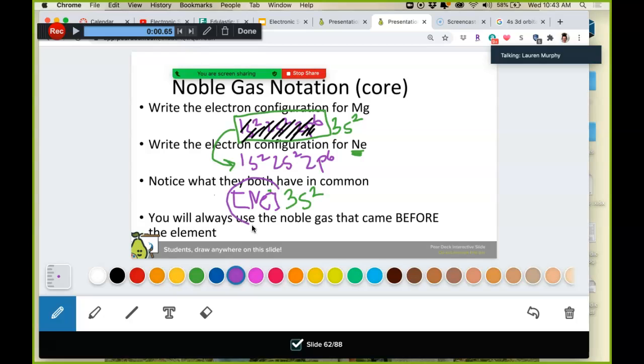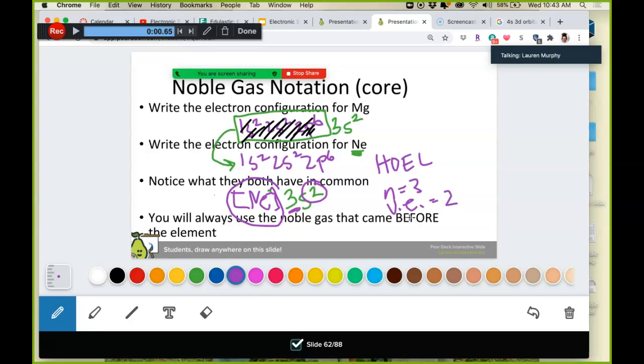So these are all inner shell electrons, and you just put them in brackets, which means you don't have to write any of that. And then what's left over? 3s2. So look at, what's the highest occupied energy level? It's the third. This is easier to see, right? Third energy level. How many valence electrons? 2. That should make sense. Magnesium is an alkaline earth metal, so it has 2 valence electrons.